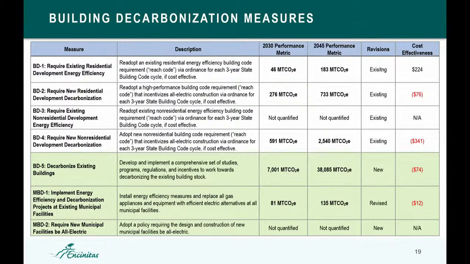Measure MBD1 was revised from the 2018 CAP. This measure calls for implementing energy efficiency as well as decarbonization or electrification projects at the city's existing municipal facilities. Measure MBD2 is a new measure, and this would require that any newly constructed city facilities be designed and constructed as all electric.